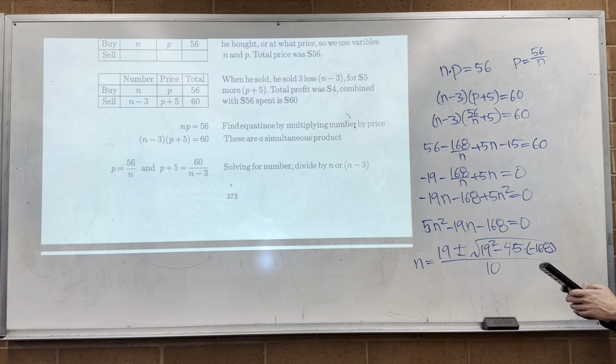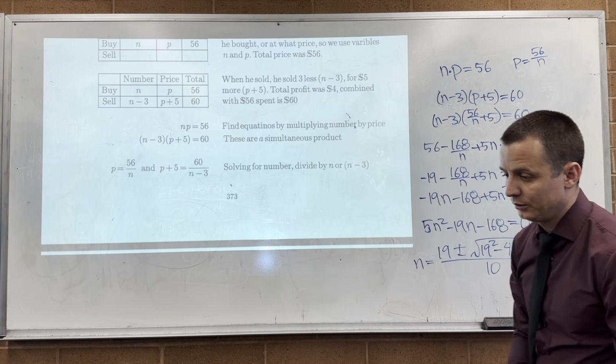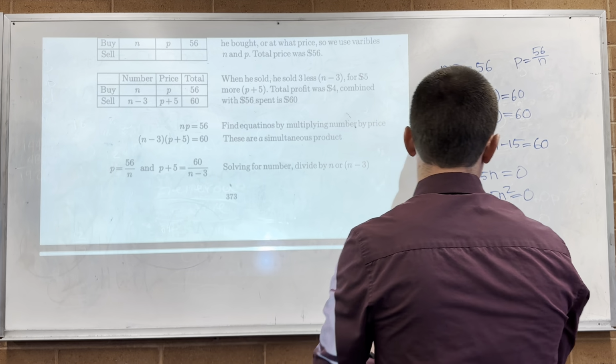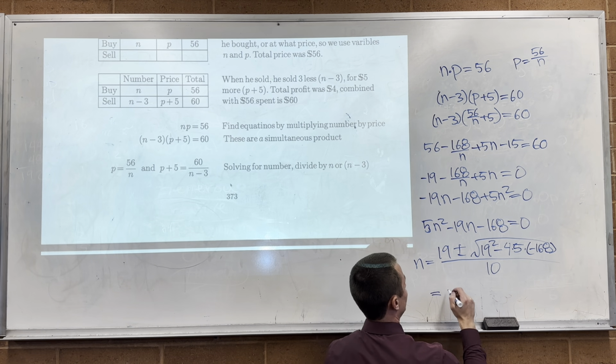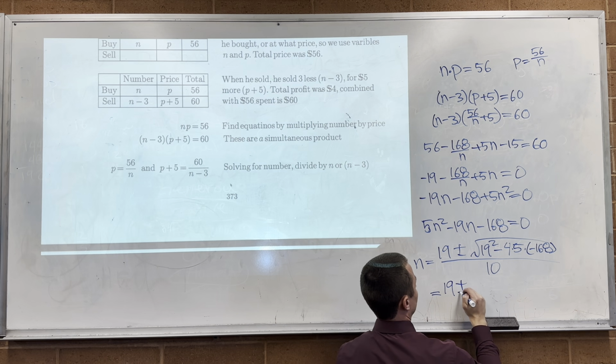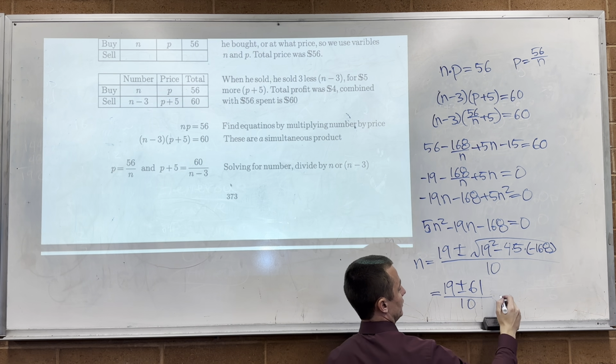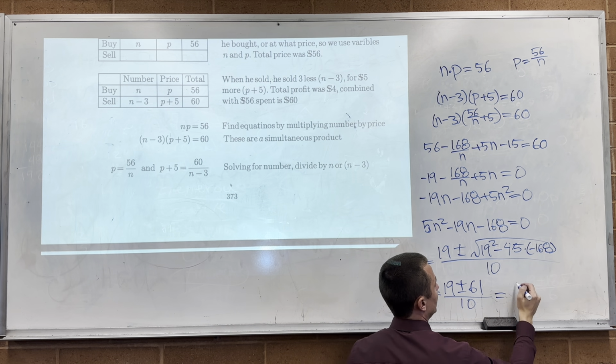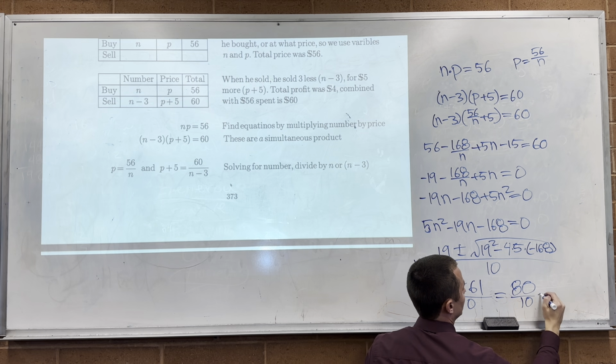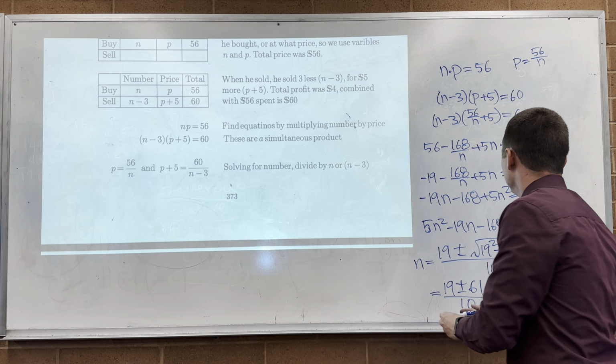So let's see. 4 times 5 times 168 plus 19 squared, and take the square root of that thing, and it comes out to exactly 61. So this is equal to 19 plus or minus 61 over 10. Obviously, we can't take the minus case because n has to be a positive number. So 19 plus 61 is 80 over 10 comes out 8. Okay, that came out clean.